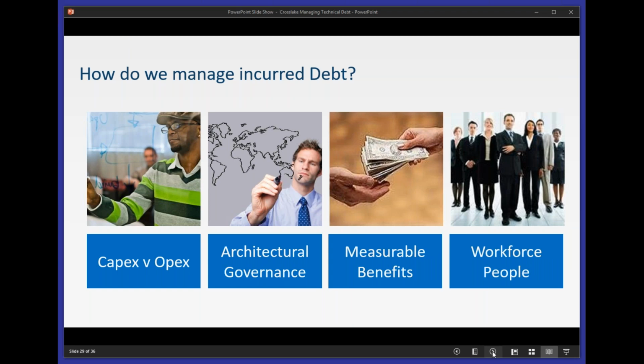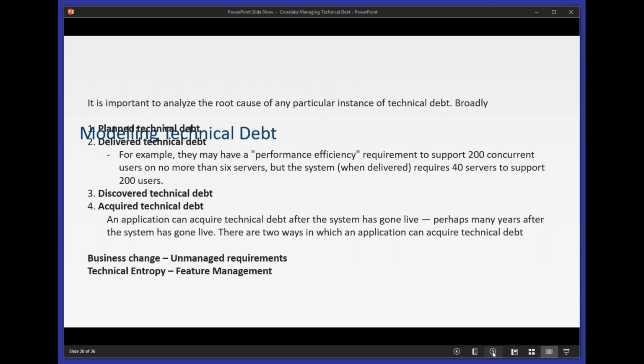So how do we manage it? CapEx versus OpEx, architectural governance, measurable benefits, workforce and people. These are just some of the considerations, and all the elements that I've mentioned so far in the webinar are really red flags identification, consistency of language, breaking down technical quality and the other areas of consideration, making sure you're asking the right questions, making sure you're capturing the data as you go through each iteration, basically aligning people, percentage, tax, whatever it is that works best for your organization. That gives you at least a stepping stone to start repaying in a systemized way the technical debt considerations that may have occurred.